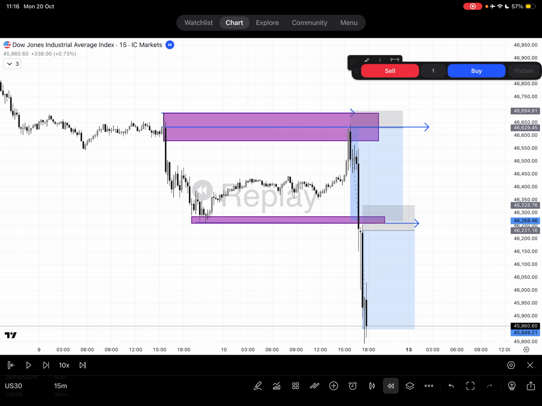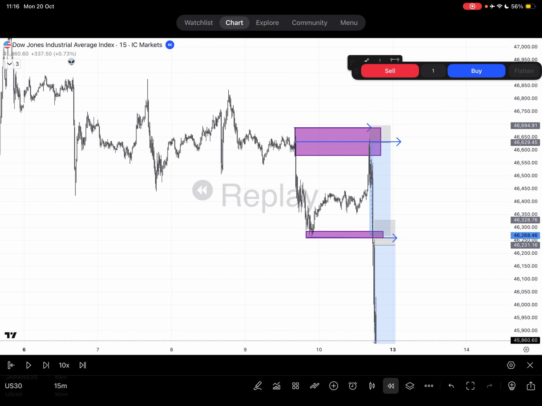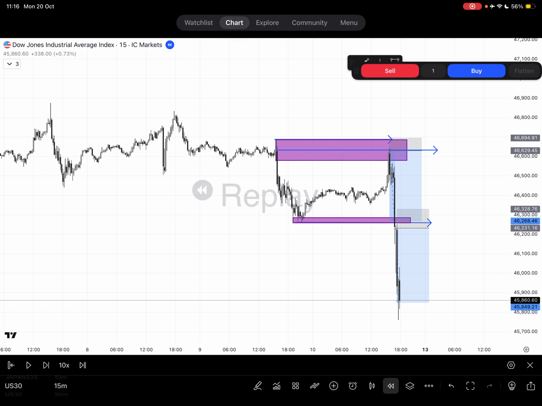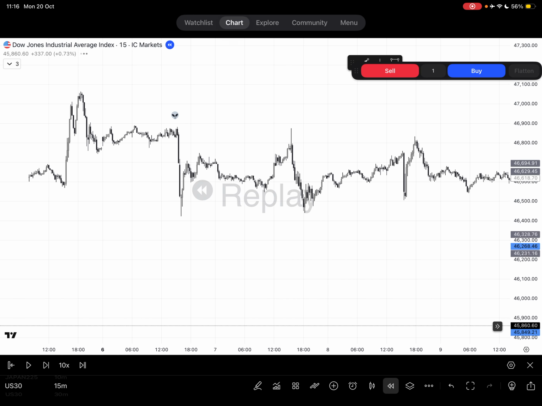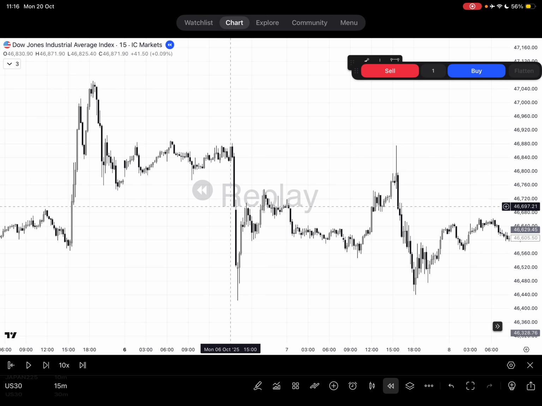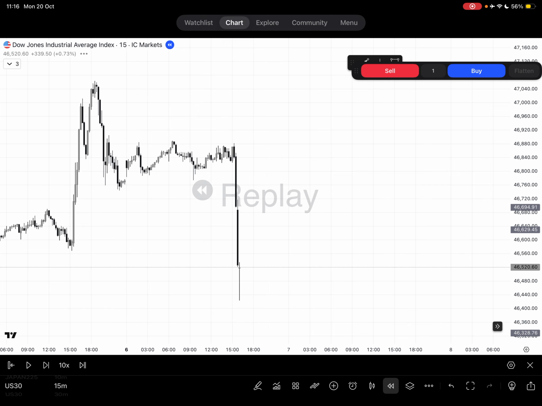That's just one example, so I'll show you another example. Now, it doesn't happen every day, and it doesn't mean it's always going to work. But when it does work, your RR is minimum 4 to 1. So if you look here, let's rewind to here. This looks like a nice high and low.